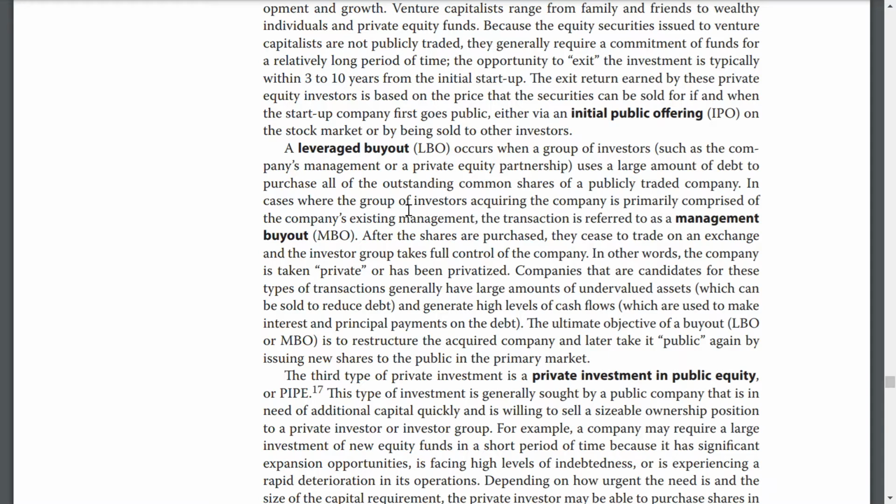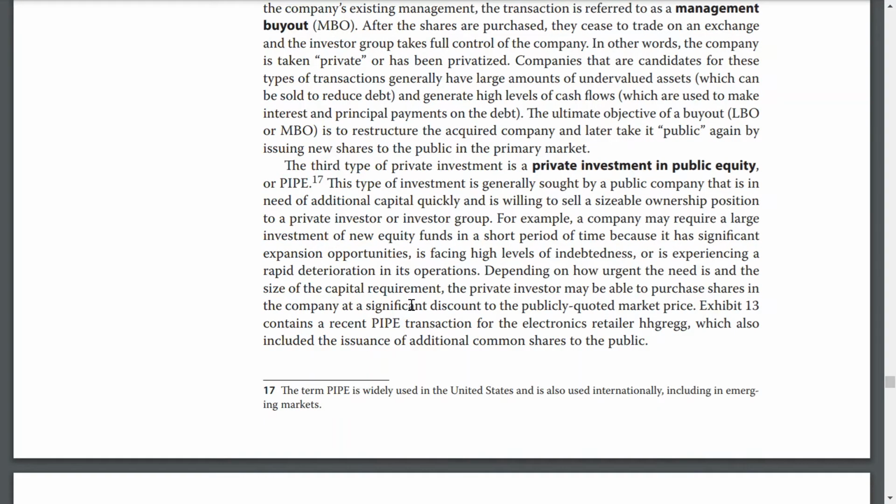Okay. The third type of private investment is the private investment in public equity, or the PIPE. This type of investment is generally sought by a public company that is in need of additional capital quickly and is willing to sell a sizable ownership position to a private investor or investor group. For example, a company may require a large investment of new equity funds in a short period of time because it has significant expansion opportunities, is facing high levels of indebtedness, or is experiencing rapid deterioration in its operations.